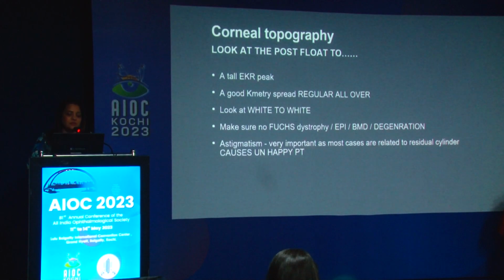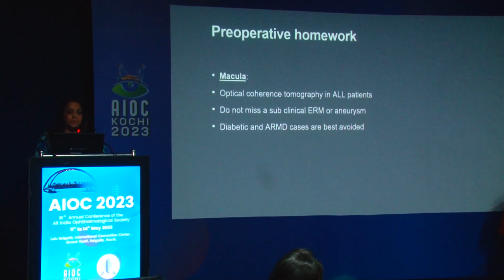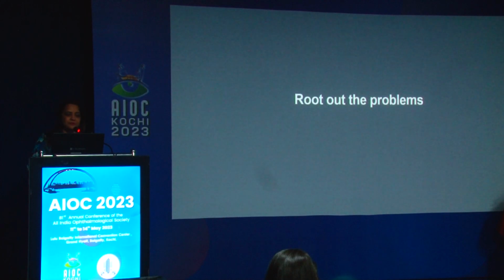Of course, we know it's extremely important, and most cases are related to residual cylinder causing the patient to be unhappy. The macula has to be checked very discreetly. Do an OCT in all patients. Do not miss any subclinical ERM or aneurysms. Diabetic ARMD cases are best to be avoided.